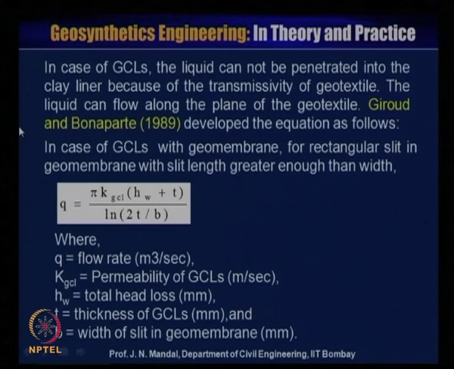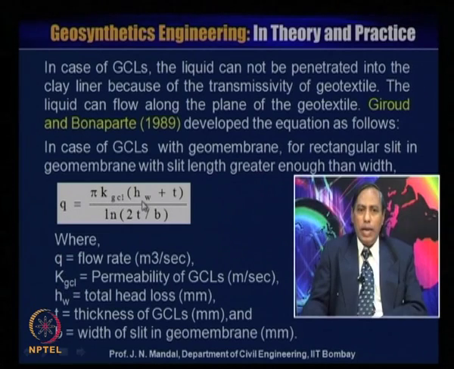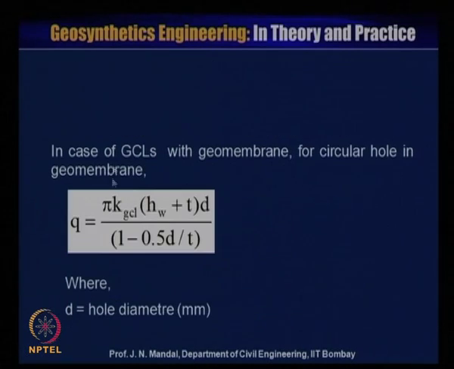Then he gave this equation: Q is equal to pi K_GCL, where K_GCL is the permeability of the GCL in meter per second, times H_W, the total head loss in millimeter, and T, the thickness of the GCL in millimeter, divided by ln of 2T divided by B, where B is the width of the slit in the geomembrane in millimeter.